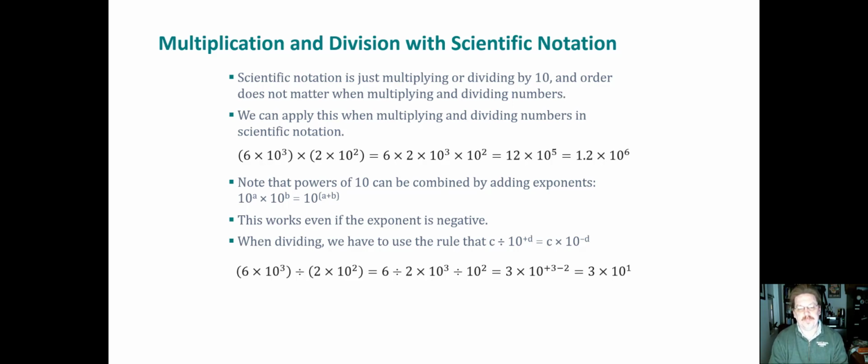Easy peasy. When dividing, you essentially do the same thing, so you'll group these. Let's take the same two numbers, 6 times 10 to the 3rd and 2 times 10 to the 2nd. You would take 6 and 2 and divide those two. So 6 divided by 2 gives you 3. And then you would take 10 to the 3rd divided by 10 to the 2nd, and that would give you 10 to the 1st. So 3 times 10 to the 1st, or 30.